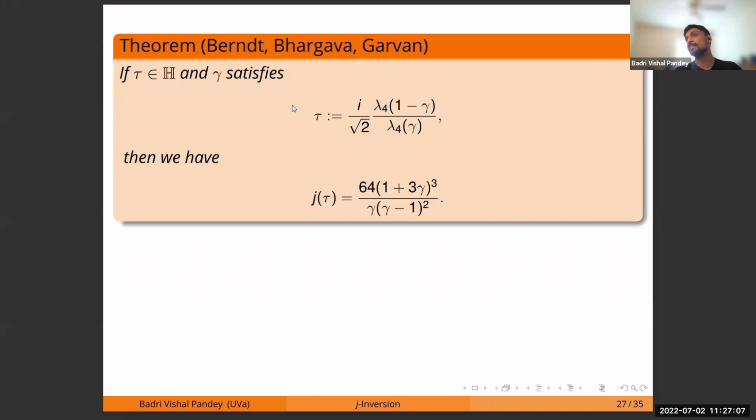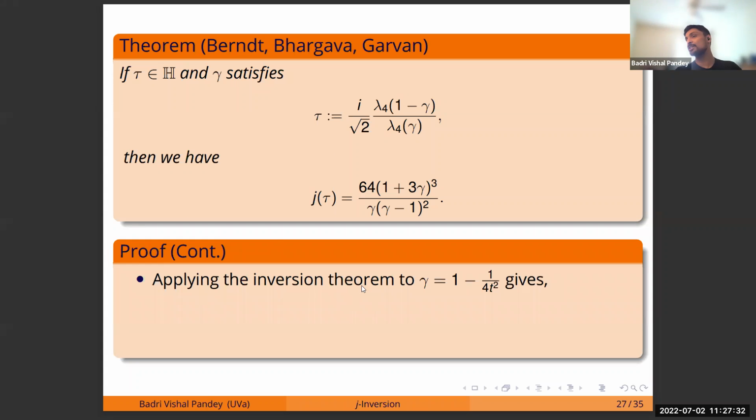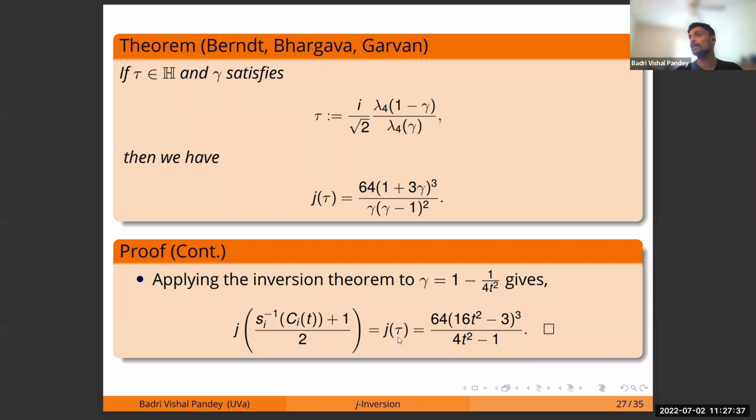And then we have these formulas, as I told you before, that in the classical case, these formulas are well known. If tau is equal to this, then j evaluated at tau is going to give you this. So you can think of these as the inversion formulas around infinity, because when you put gamma equal to infinity, you get this part to become infinity, right? So this tau sort of represents the i infinity case. And when you apply this inversion theorem for gamma equal to 1 minus 1 upon 4t square, this gives you this formula, which is like the inversion around i, right? Yeah, so this concludes the proof, the thing that we wanted. Any questions?